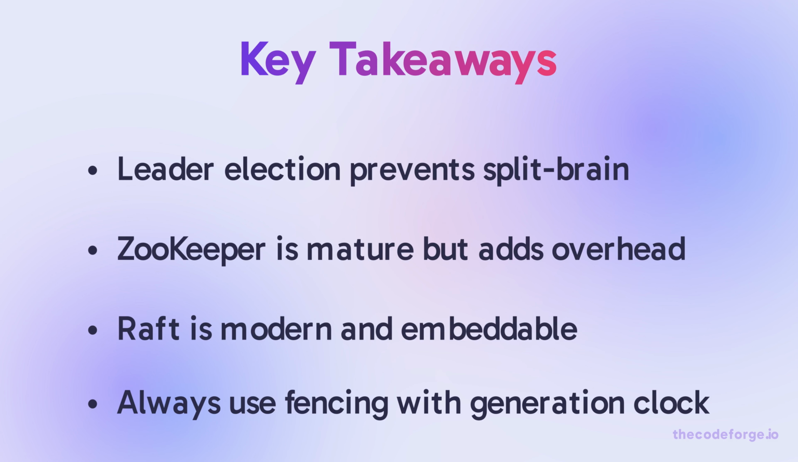To recap, leader election prevents split brain by ensuring exactly one coordinator. ZooKeeper is mature but adds operational overhead. Raft is modern and embeddable. Always use fencing with a generation clock to prevent stale leaders from writing. And if you have fewer than 3 nodes, leader election is probably overkill.